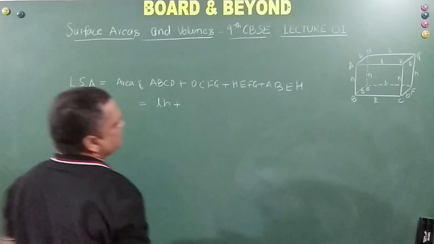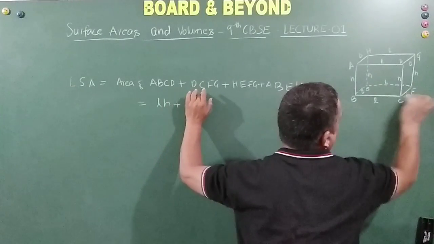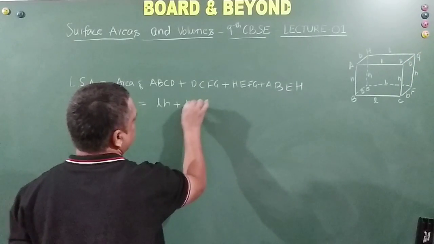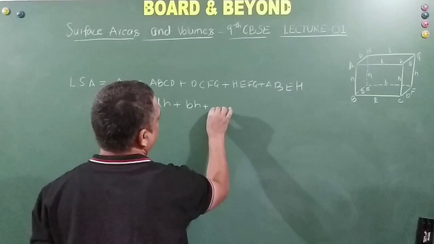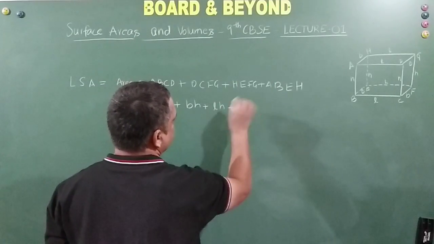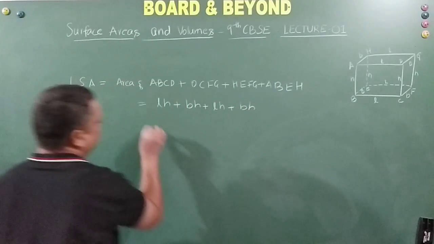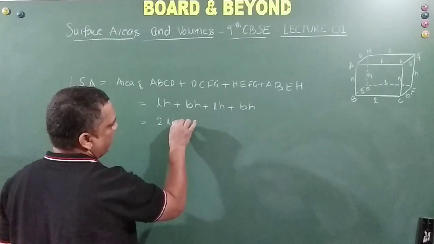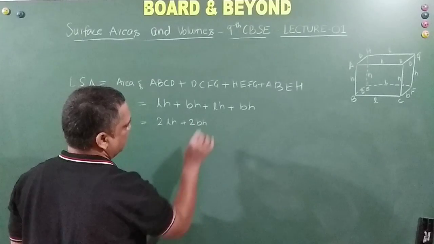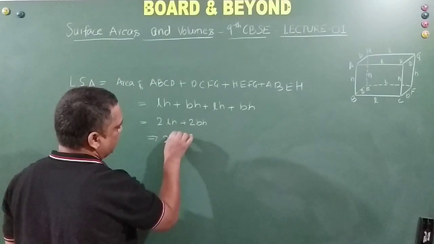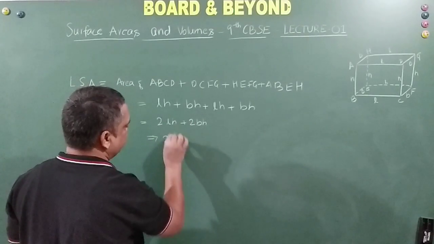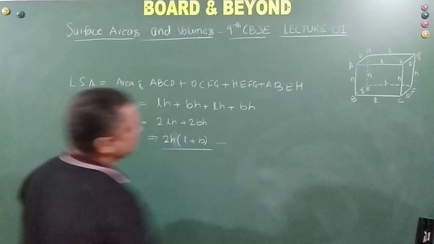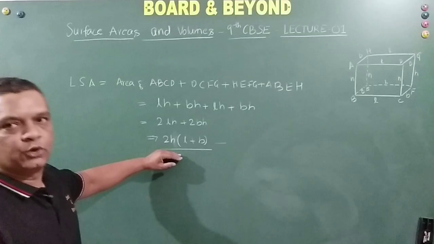LH plus DCFE. DCFG will be B into H. Back side again it will be LH, plus this side again it will be BH. Right, friends? So what is happening here is that it is giving me 2LH plus 2BH, which can also be written as 2, taking common outside, and I can take H even. So H into L plus B. So friends, this is the lateral surface area of a cuboid, right?